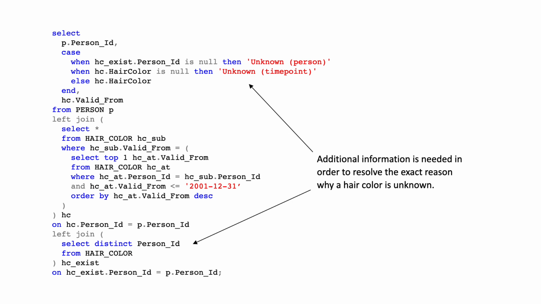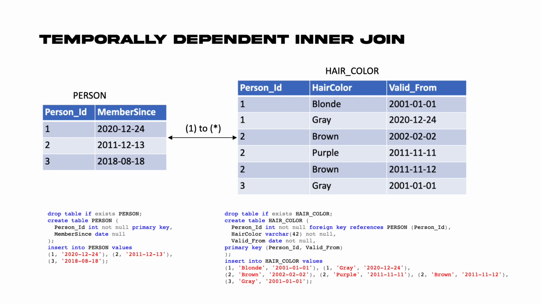However, things can get more complicated, and that's when we move from temporally independent joins, which we looked at, to temporally dependent joins. And looking at this example, let's say that for person, we also have a date, some sort of a date when this person became a member somewhere. That date is called member since.